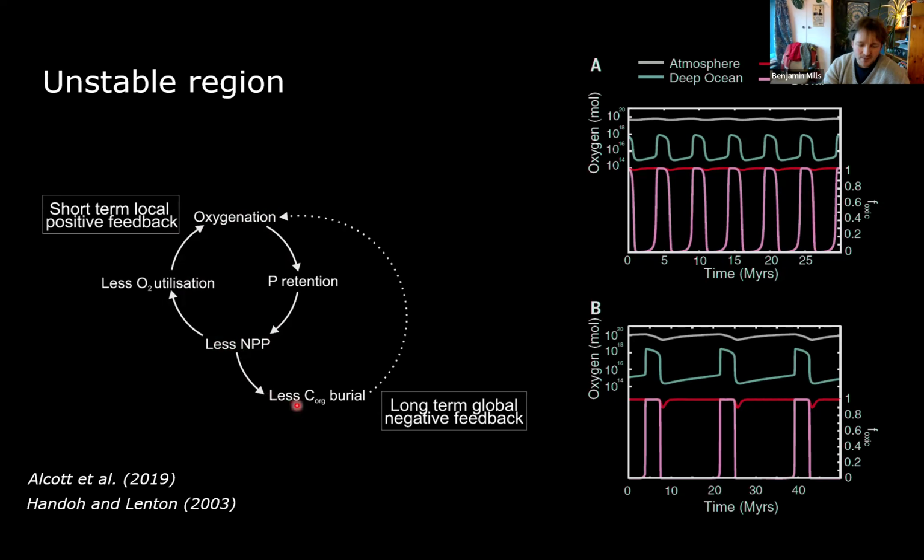This is then modulated by a longer-term negative feedback, in which if we're not doing this productivity, if we sustain this over millions of years, we're not going to bury the organic carbon. And if we're not doing this, we're cutting off our long-term source of atmospheric O2. So you can see in this graph that as we deplete the ocean in oxygen here, we then slowly start to deplete the oxygen in the atmosphere up here. And once this gets a little bit lower, we don't ventilate the ocean as well.